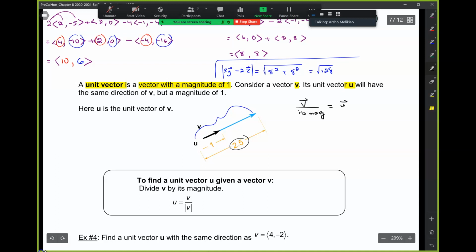So we say the unit vector u is equal to vector v in all its glory divided by the magnitude of vector v. Okay? So that is here. So to find the unit vector, just divide v by its magnitude. Okay? Questions?